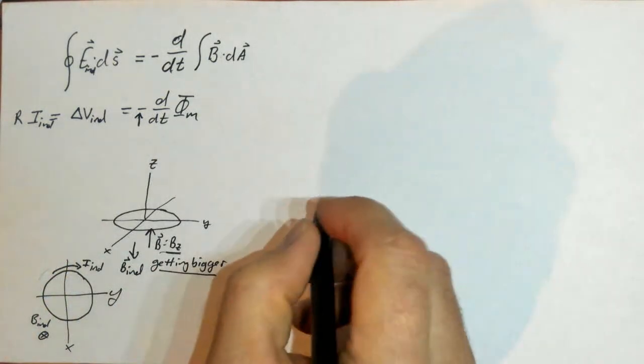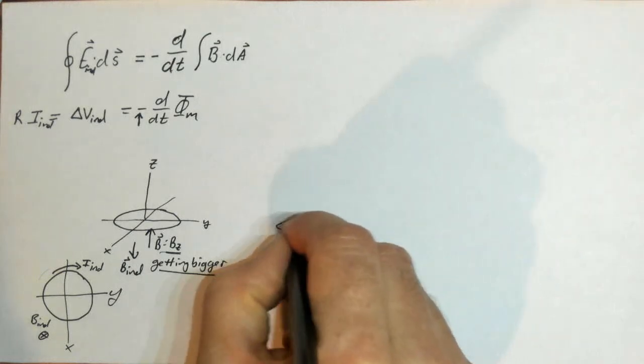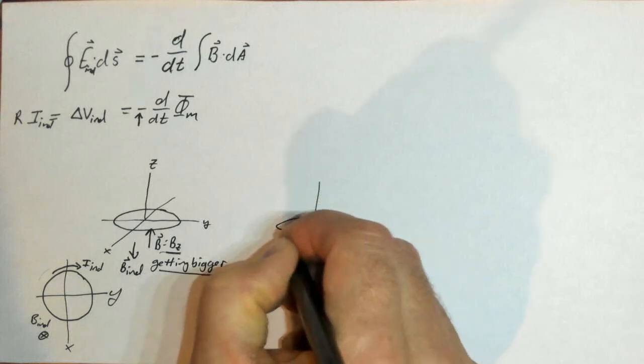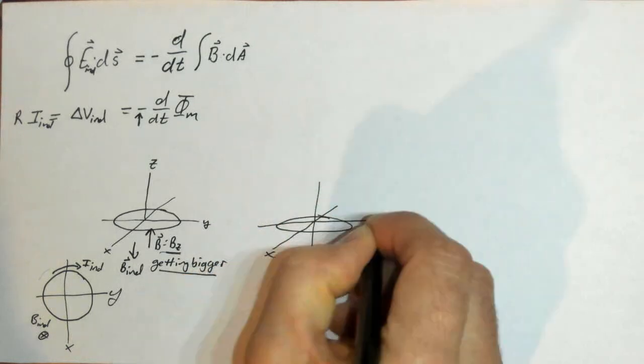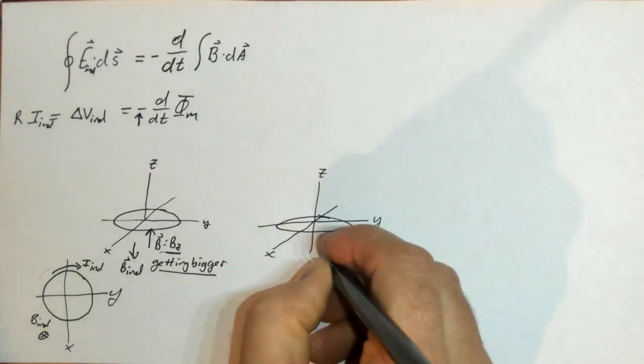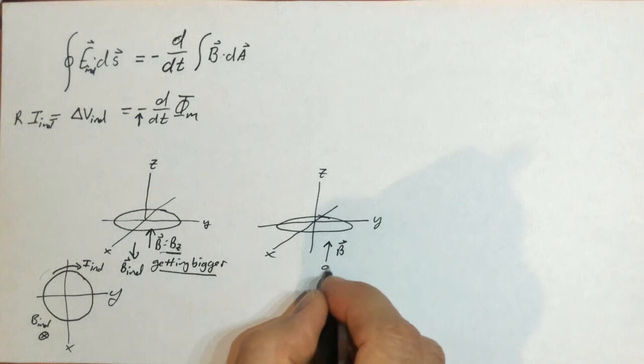Let's do a different one. Let's suppose that here's my ring again. Got the same axes here, x, y, and z. Let's suppose my B field is still up. This is the applied B field, but it's getting smaller.